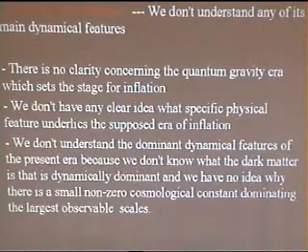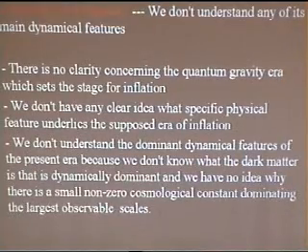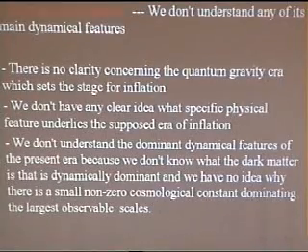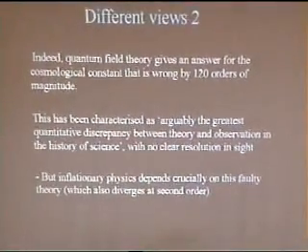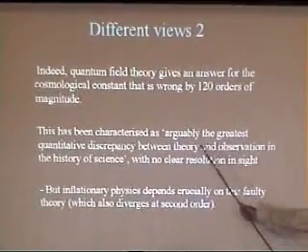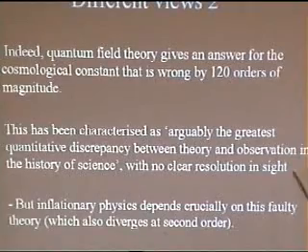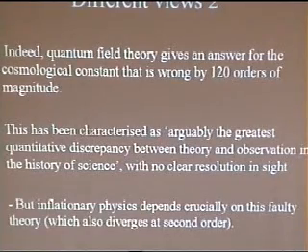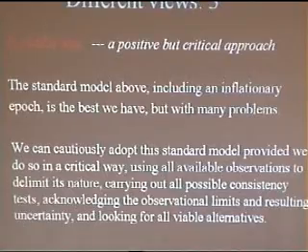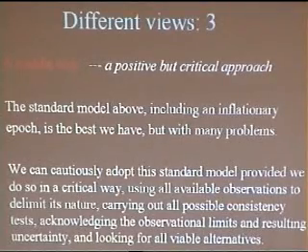We don't understand the dominant dynamical features of the present era because we don't know what the dark matter is that's dynamically dominant. We know it's not baryons, but that's basically what we know about it. And we have no idea why there's a small non-zero cosmological constant dominating the largest observable scales. Indeed, quantum field theory gives an answer for the cosmological constant that's wrong by 120 orders of magnitude, which has been characterized as arguably the greatest qualitative discrepancy between theory and observation in the history of science. And there's no clear resolution in sight of the cosmological constant problem. But inflationary theory depends critically on this faulty theory because it's the quantum vacuum idea which underlies inflation. So on that view, cosmology is in a pretty poor state. Yeah, we've got some ideas about what's happening, but actually we don't understand any of its major dynamical features.